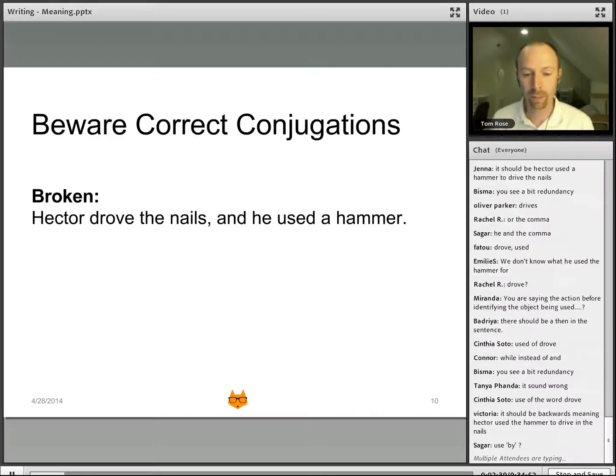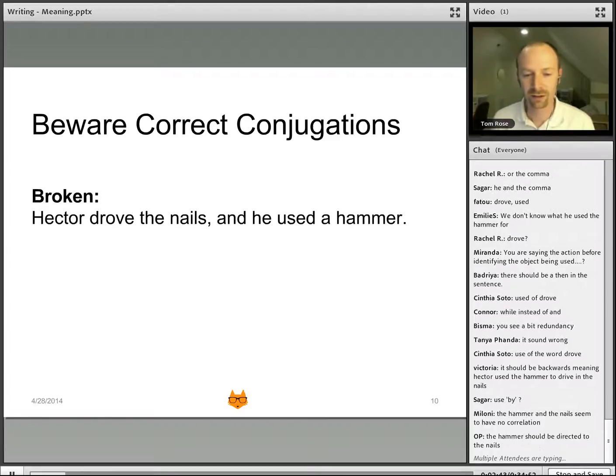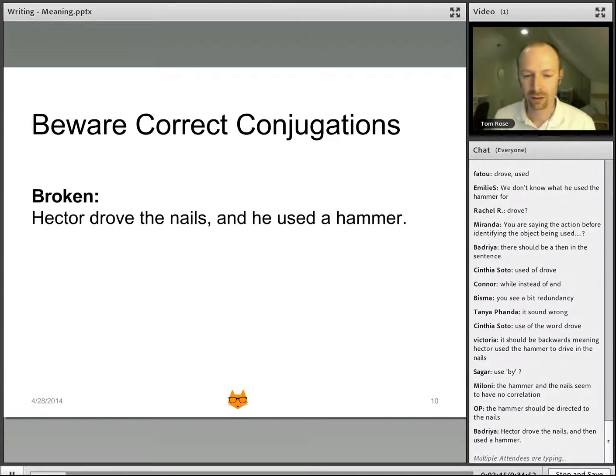Tell me more, Badria, tell me more about this. There should be a then in this sentence. There you go. Victoria nailed it. Okay, Victoria. It should say that Hector used the hammer to drive the nails. So there you go. You've uncovered a meaning issue.